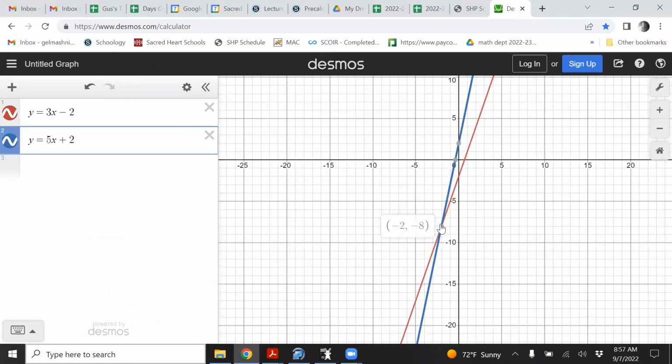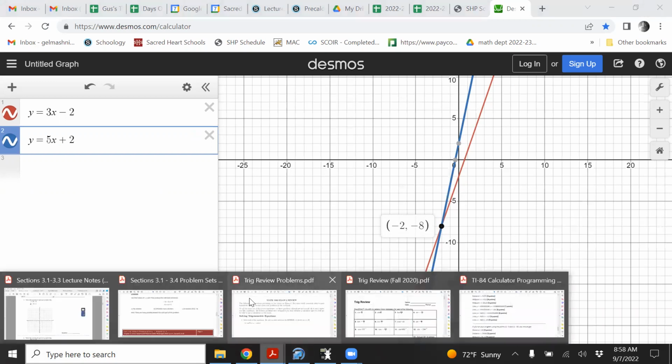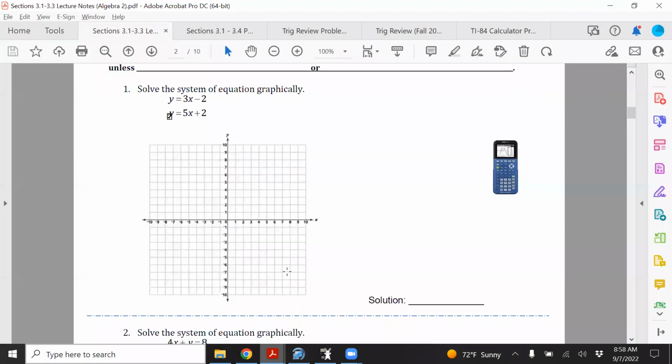The cool thing about Desmos, it gives you the answer straight up. You just click on where they touch, boom, gives you the answer right there. That's very nice. The graphing calculator does the same thing. I'll walk you guys through the graphing calculator stuff on Friday because I want to make sure we have enough time for the programming project today. So yeah, that's that. Now let's keep moving.